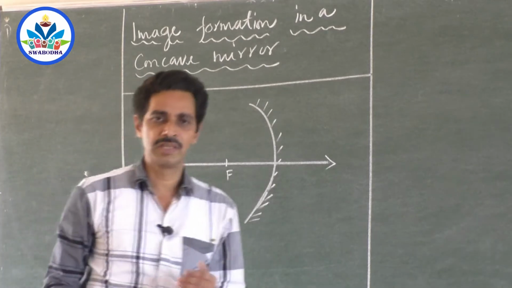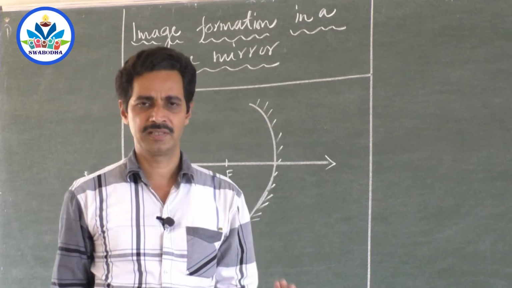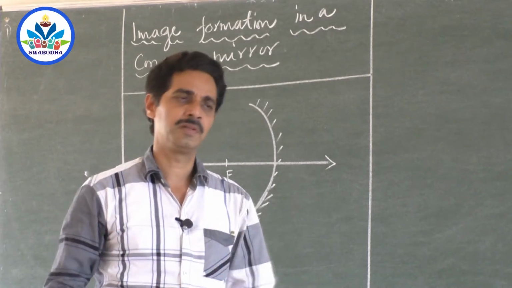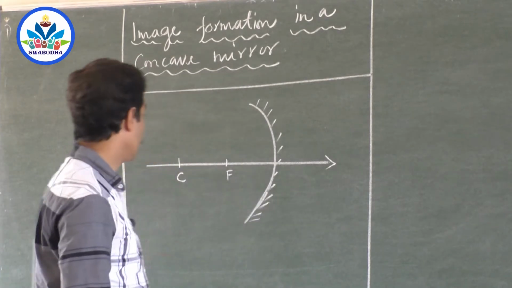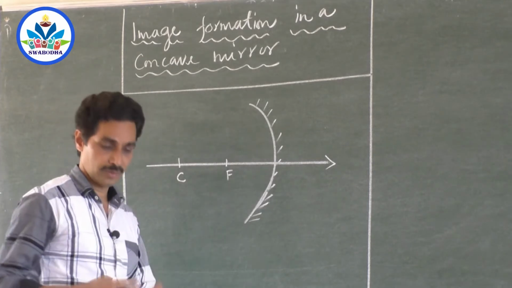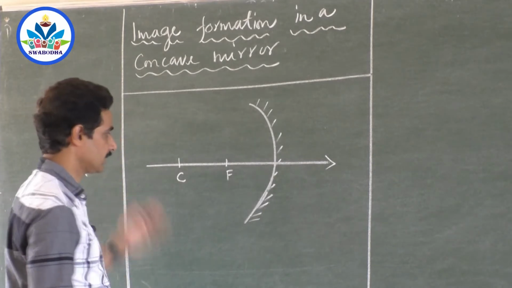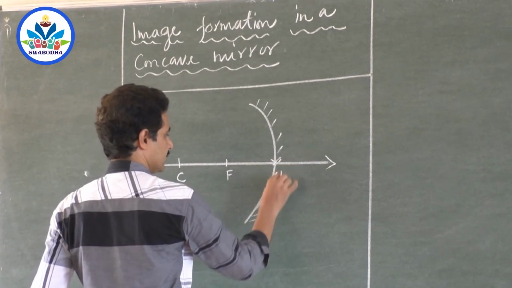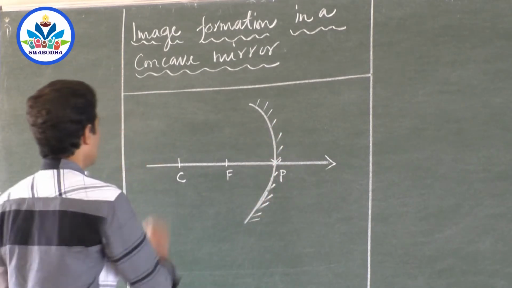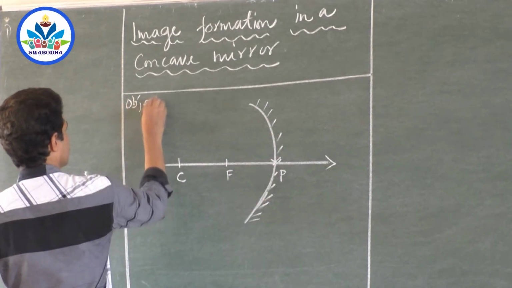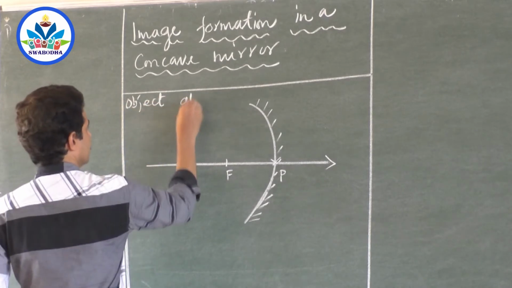So where do we have to keep the object, sir? You can keep the object anywhere. We will start keeping it from different places. Now, hope you are writing along with me. So you have to draw this. You have to be ready with the mirror. Suppose this is the pole. Now we will write object position: object at infinity.